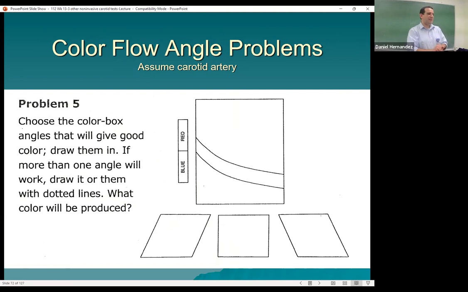Choose the color box angles that will give good flow, draw them in. If more than one angle will work, draw it or them with dotted lines. What color will be produced?